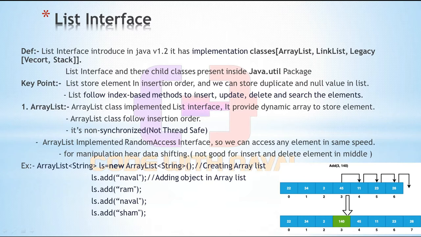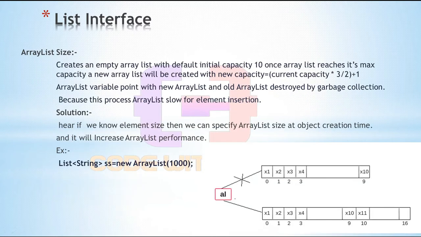And here we saw ArrayList is a dynamic array to store elements. So what does dynamic array mean, how does it increase, and what is the initial size? Okay, let's see all this. Whenever you create an empty ArrayList with default, that empty array's default initial capacity is 10.